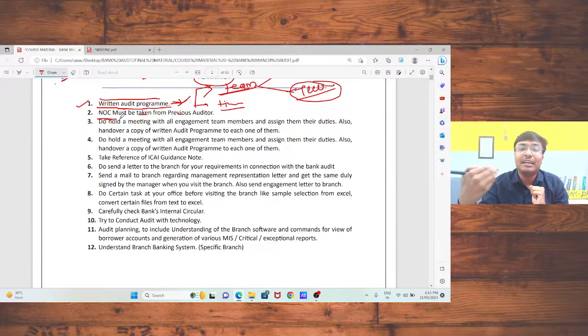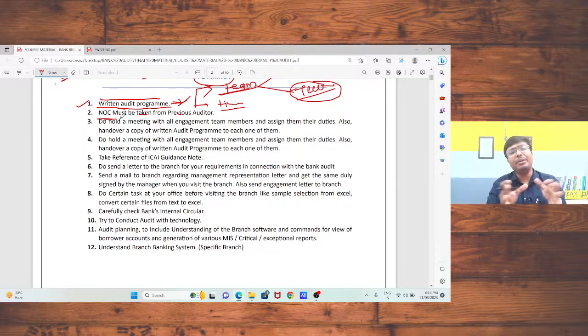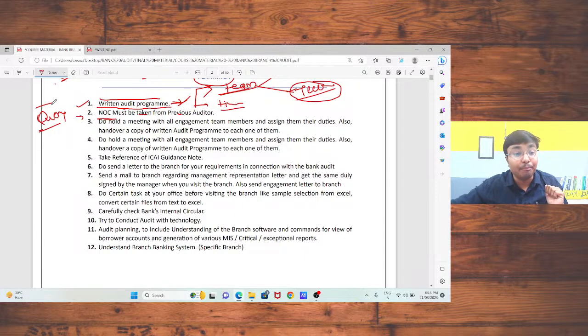Also, we need to talk to that auditor about the weaknesses and strengths of that branch, because he has already conducted the audit last year for that specific branch. So we need to call that previous auditor, talk about the strengths and weaknesses, and also take the NOC. This is also required. If there is any query post audit, in that case you need to submit that NOC also to the ICAI or various bodies. So many times these are small things.